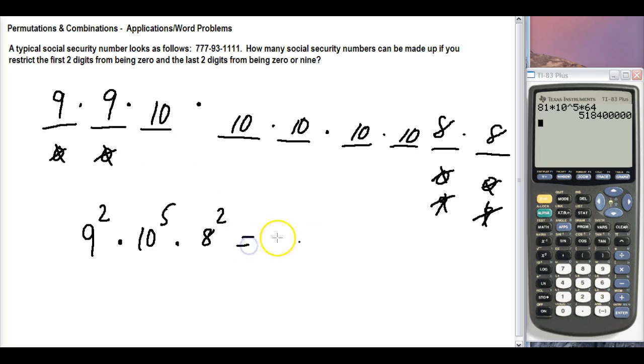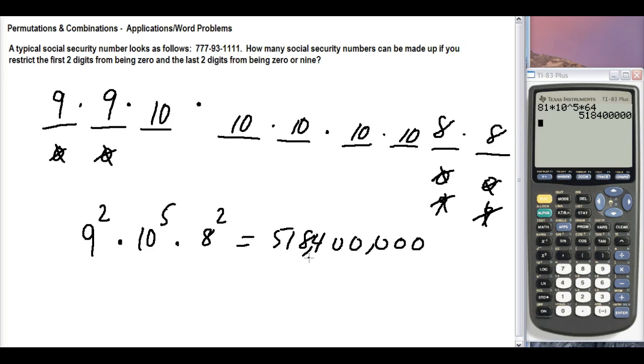So as you can see, that is a lot of Social Security numbers, even with those restrictions there. So, yep, it's about 518.4 million people. And so just to kind of give you an idea, the population of the U.S. is roughly around 320 million. So as you see, we almost have, just with those restrictions, you almost have twice as many Social Security numbers as the population. So notice that is a lot.